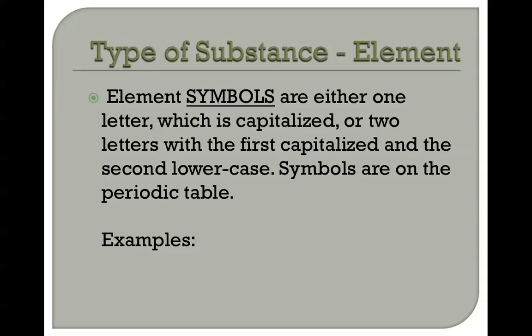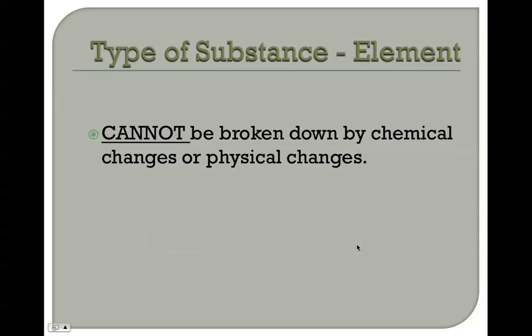Element symbols are either one letter, which is capitalized, or two letters, with the first capitalized and the second lowercase. So when you're in class, or if you have your reference table right now, look at the periodic table, you'll be able to observe this. Symbols are all listed on the periodic table. So here's some examples. We have carbon, neon, potassium, cobalt, oxygen, and sodium. And as you can see, single letters are just simply capitalized. Ones that have two letters have a capital and then a lowercase letter following it.